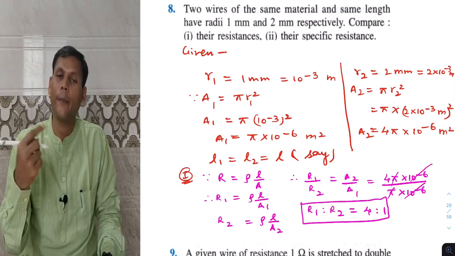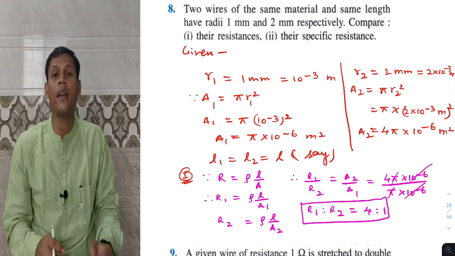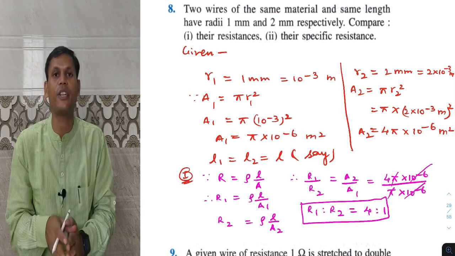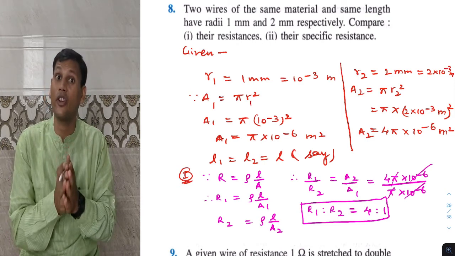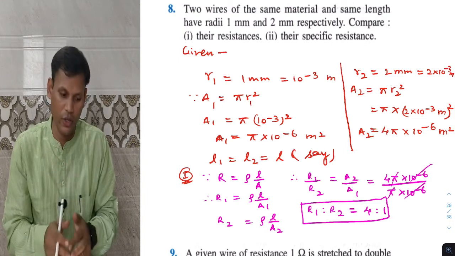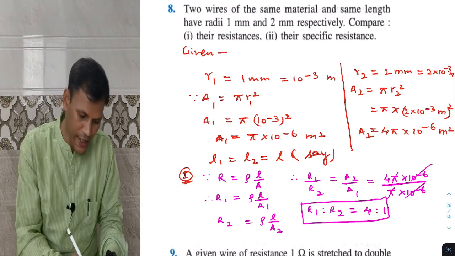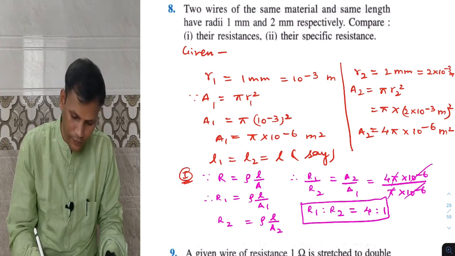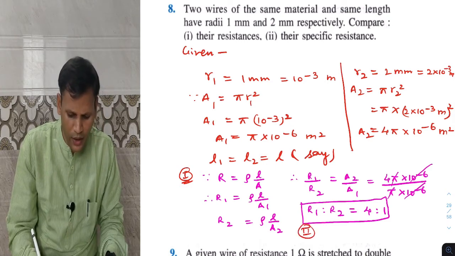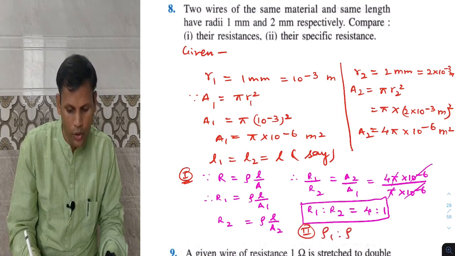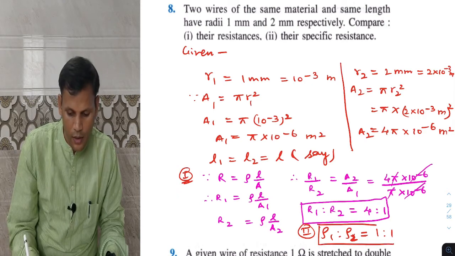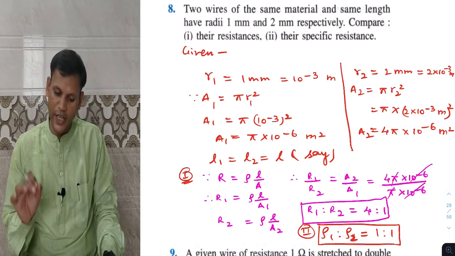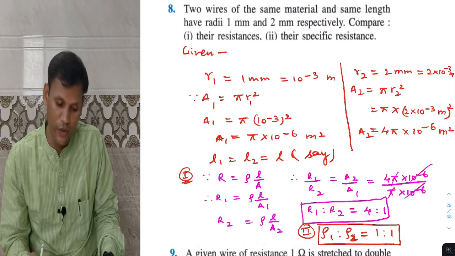And for the second part we can say specific resistances, that is their resistivity, will remain same. What is the reason? Because material is same. Same material will have the same resistivity, because resistivity depends on the nature of the material, does not depend on the dimension. So for the second part we can write rho 1 is to rho 2 will be 1 is to 1, because it depends on the nature of the material. That is the keyword for this.